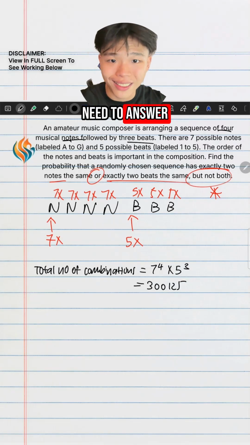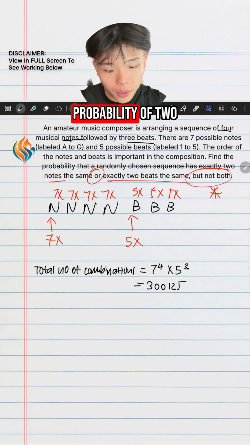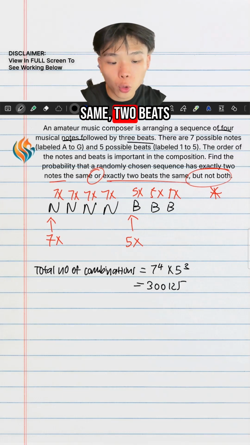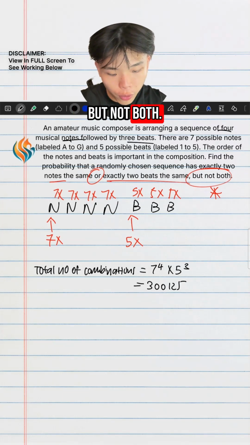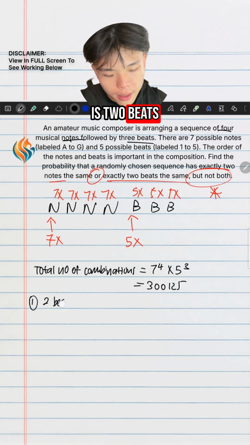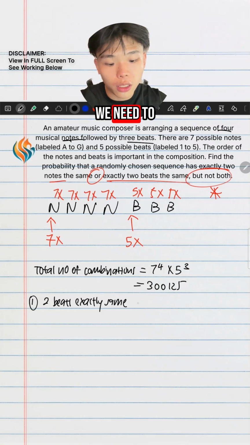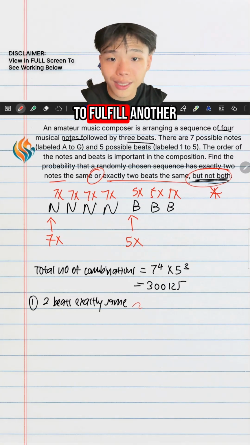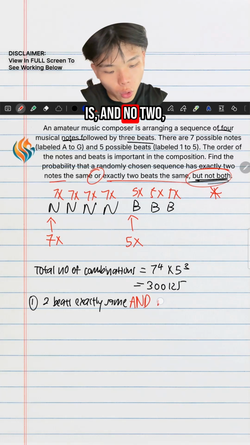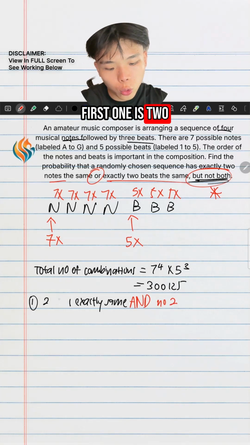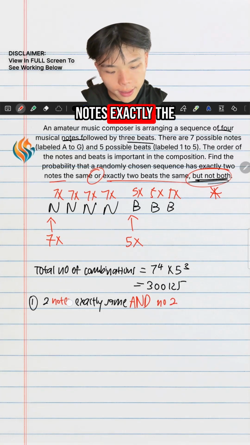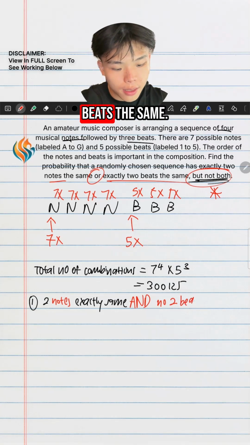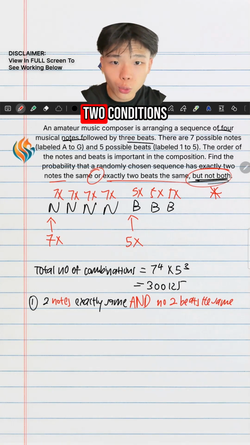But now we need to answer the question and find out the probability of 2 notes exactly the same, 2 beats exactly the same, but not both. So scenario 1 is 2 notes exactly the same. And don't forget, we need to follow what the question wants, but not both. So at the same time, we also have to fulfill another condition, which is no 2 beats the same. We need to fulfill these 2 conditions over here.